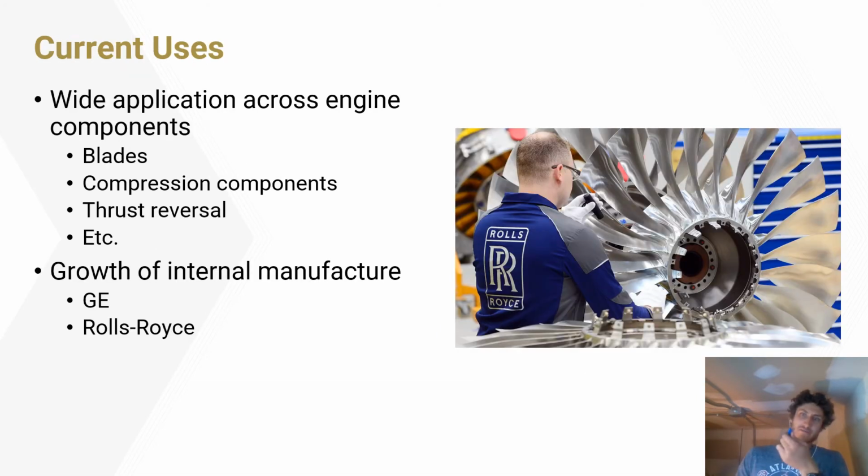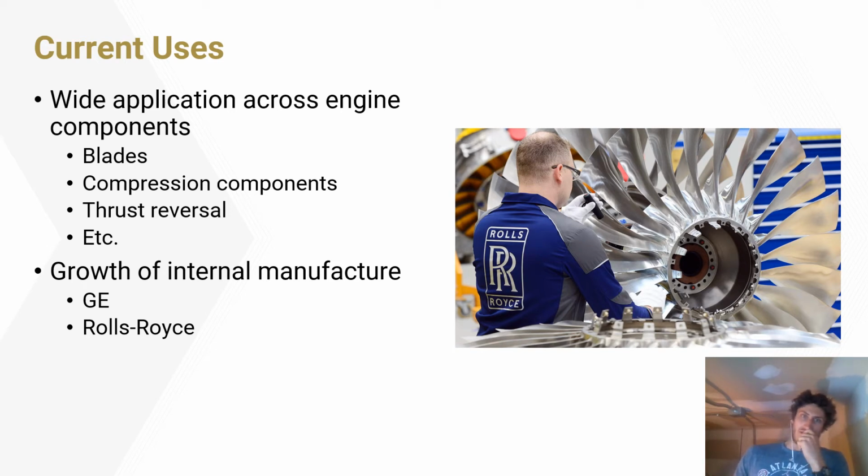With the introduction of high performance composites to the aviation industry, we now see wide application across fairly all engine components in the overall design. I mean, we see carbon fiber blades, they're high use in compression and thrust reversal components, and we see the use of composites even in less glamorous things such as brackets and confining components across the board.